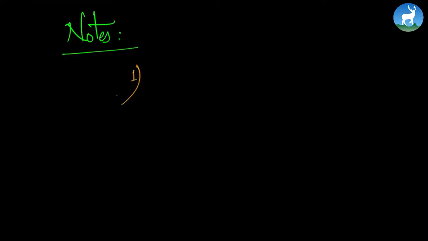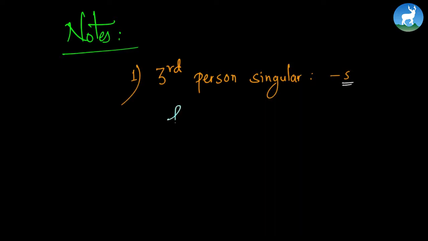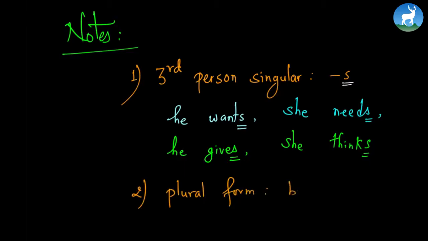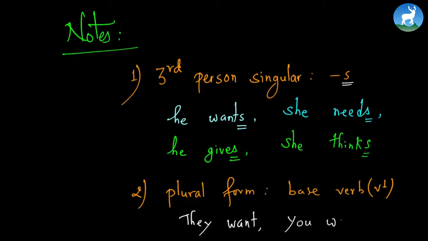The first thing that you should be very watchful about is that with the third person singular, you should add the letter s to the verb. For example, you should write he wants, not he want. So remember the form: she needs. Now she is a third person singular, that's why needs is used, not need. He gives, again s is there. She thinks. But with the plural form, you're going to use the base verb, which is simply V1. For example, they want, or you, as in plural you want.